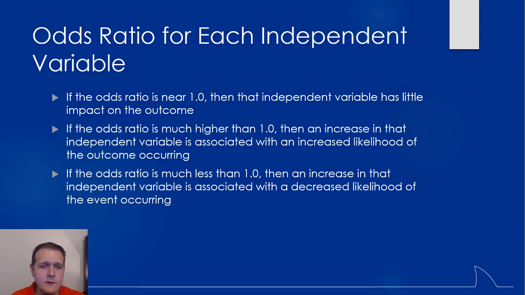So when you're looking at the odds ratios that this develops, you'll see that if it's pretty close to 1, that means that having that independent variable present really doesn't have much impact on the outcome. So if it's 1, essentially, it means that your odds really haven't changed whether you have that independent variable present or not. If it's much higher than 1, then it usually means that having that independent variable present means that you have an increased likelihood of the outcome occurring, which in this case is obesity. If it's much less than 1, then you tend to find that increasing the independent variable is associated with a decreased likelihood of the event actually occurring.